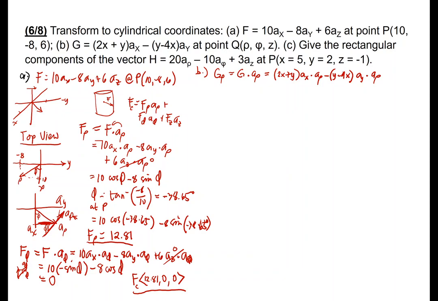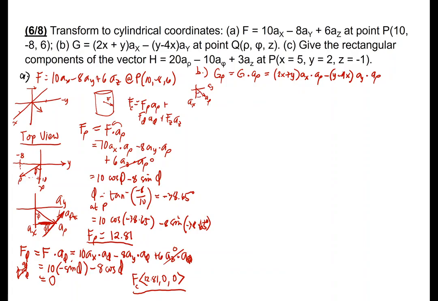Now we know that ax dot aρ, if you look again at this drawing in the top view, this is your aρ, this is your ax, this is your ay, so therefore this is your φ.